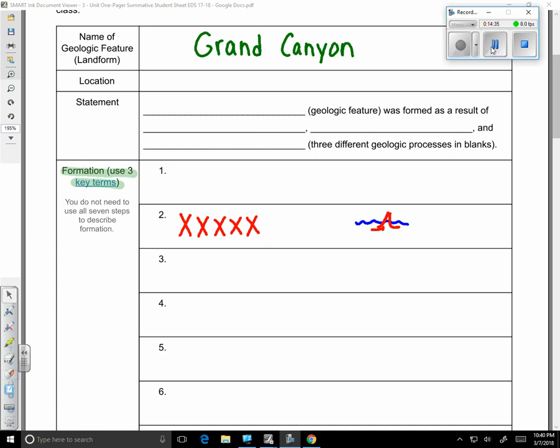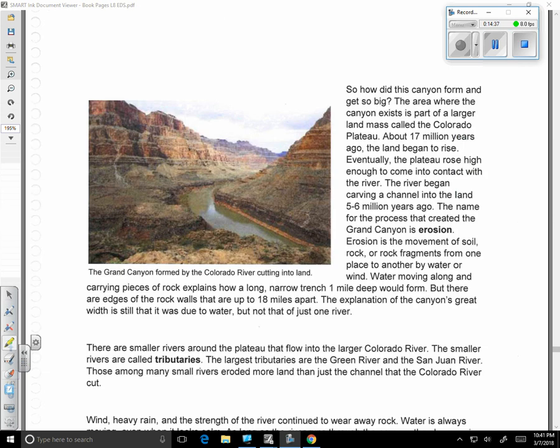Okay, the next step is right here. The third step is right here. So the river began to carve a channel into the land 5 to 6 million years ago. The name of the process that created the Grand Canyon is erosion.